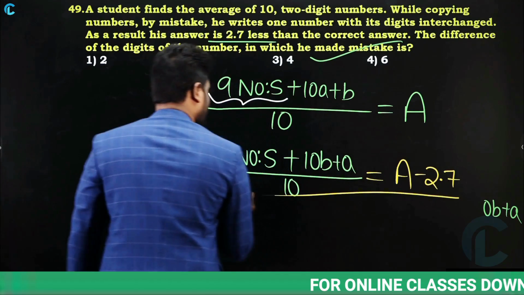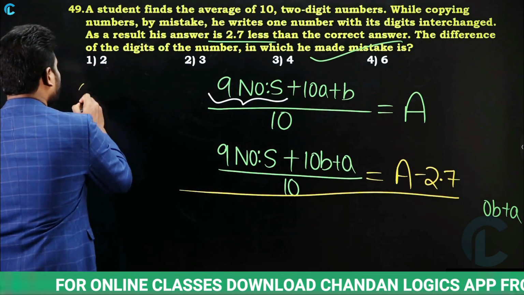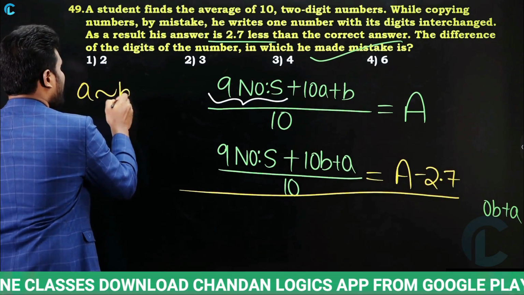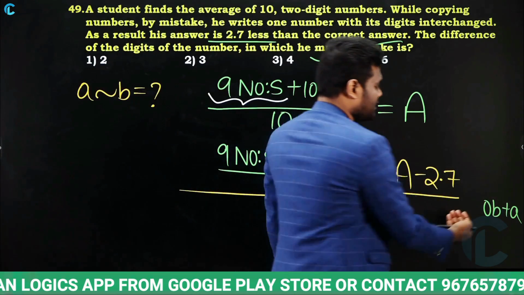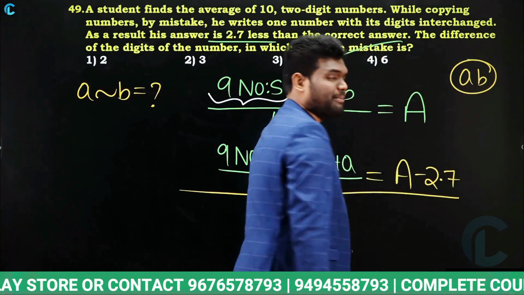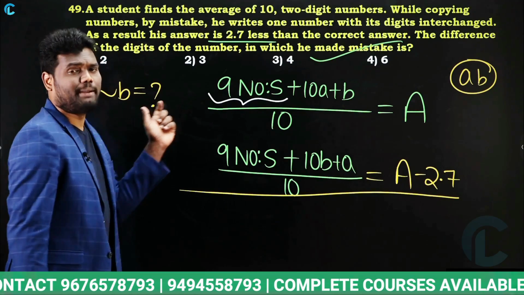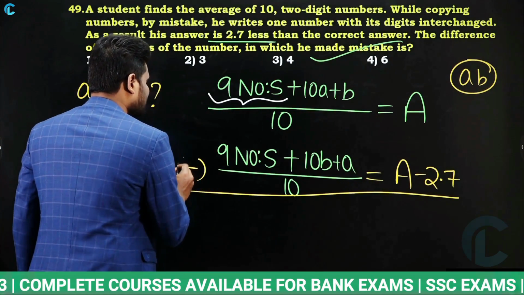Now your question is what? Your question is to find the difference between the digits. Difference between the digits means the difference between A and B. This was your question. Why? Because we have taken the two-digit number as AB, so the difference is nothing but the difference of A and B that you need to find. Okay. Now what you will do is subtract this.